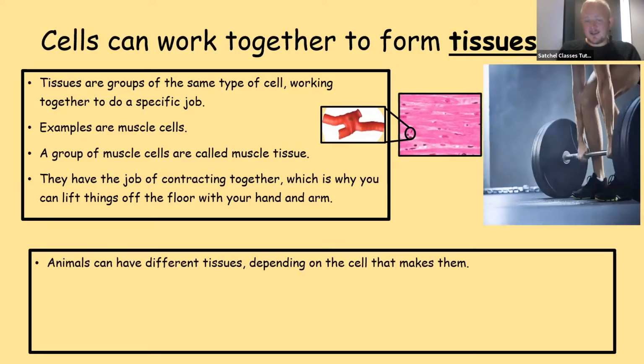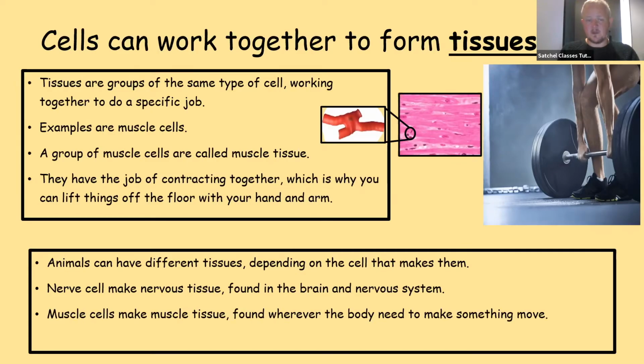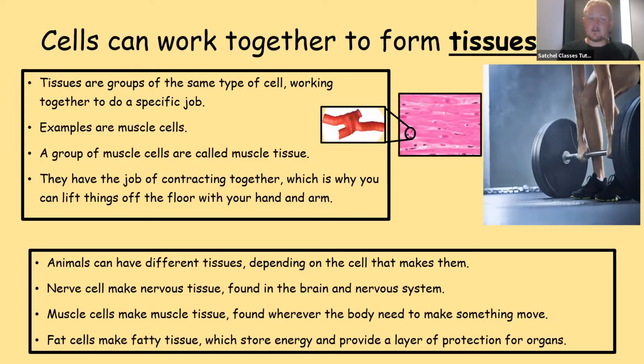Animals can have different tissues depending on the cell that makes them. Nerve cells make nervous tissue, which is found in the brain and the nervous system. Muscle cells make muscle tissues, found wherever the body needs to make something move. Fat cells make fatty tissue, which helps store energy and provide a layer of protection for our organs.